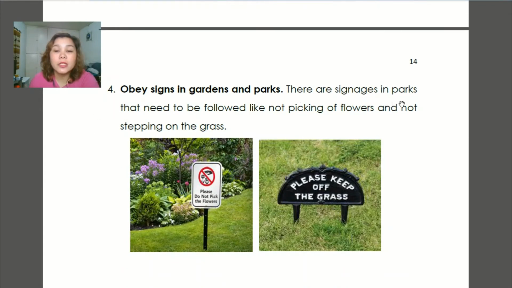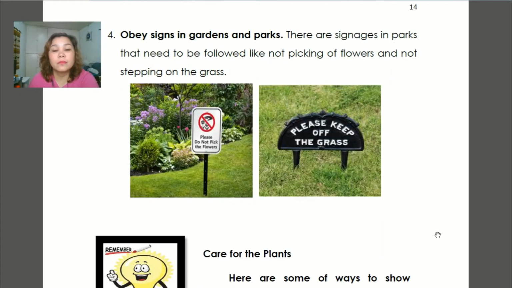There are signages in parks that need to be followed, like not picking flowers and not stepping on the grass. So what do you do when you see flowers that are beautiful? All you have to do is look at them. You don't need to get them. So take nothing but pictures. Pwede magpa-picture na lang, but not picking or cutting them.